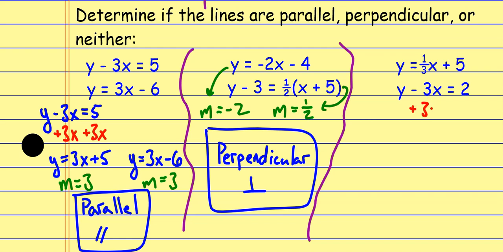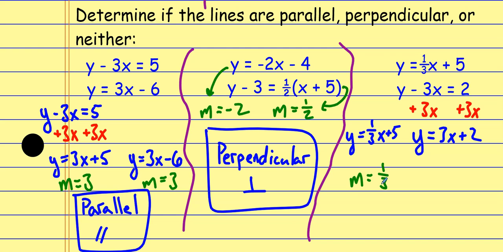Let's add the 3x to each side. And when I do that, it gives me y equals 3x plus 2. So now if I rewrite that, the first equation was y equals 1/3 x plus 5. So now these are each written in slope-intercept form. The slope of this first one is 1/3. It's written right there for me. The slope of this second equation is 3. It's written right there for me.